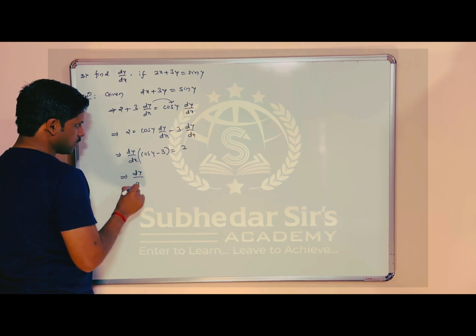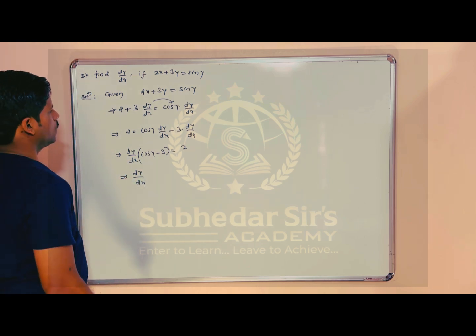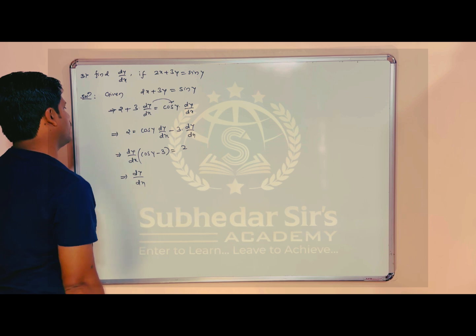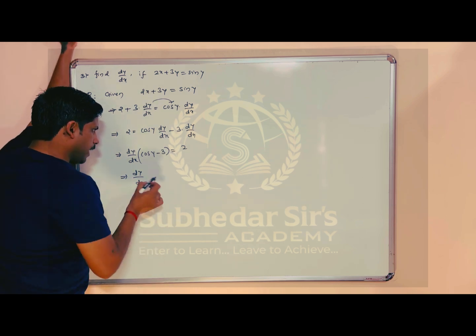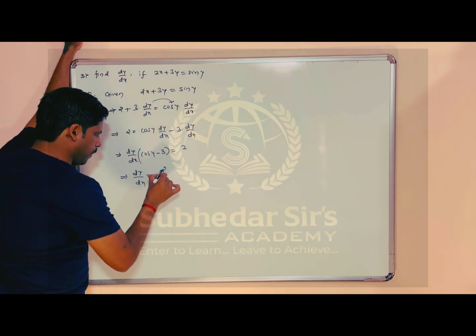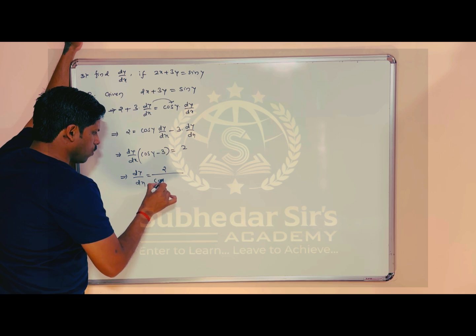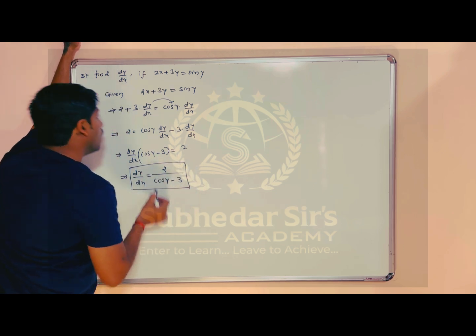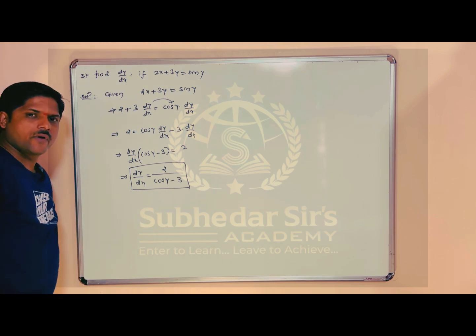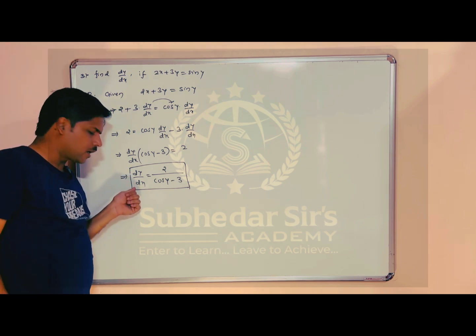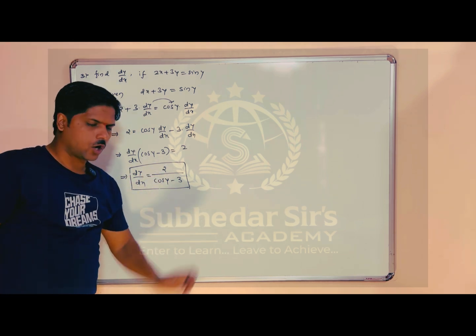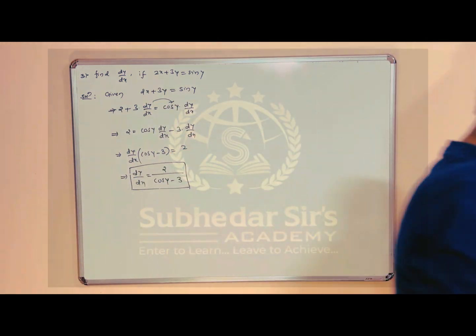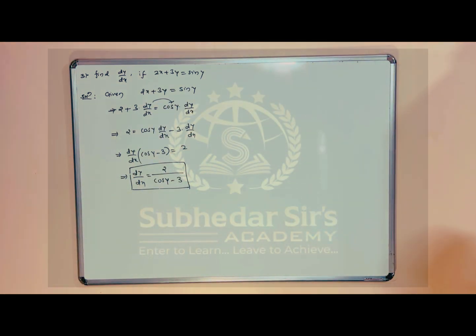Then dy by dx is equal to, plus side, okay. So dy by dx is equal to 2 divided by cos y minus 3. So differentiation of 2x plus 3y is equal to sin y, then dy by dx is 2 divided by cos y minus 3. Write it down.